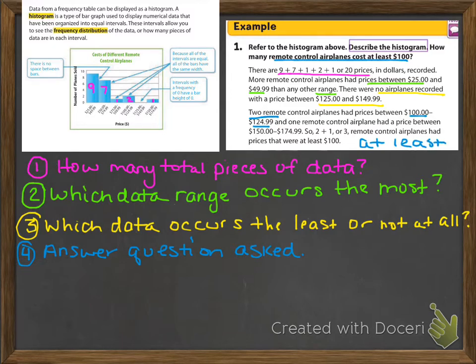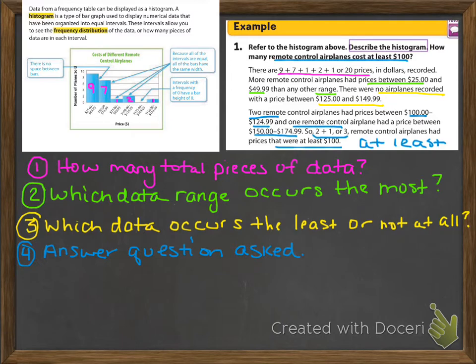And 1 remote control airplane had a price between $150 and $174.99. So 2 plus 1 is 3. Remote control airplanes had prices that were at least $100. So your answer there would have been 3. Now, when you answer it for me, you don't necessarily need to have the 2 plus 1 equals 3.